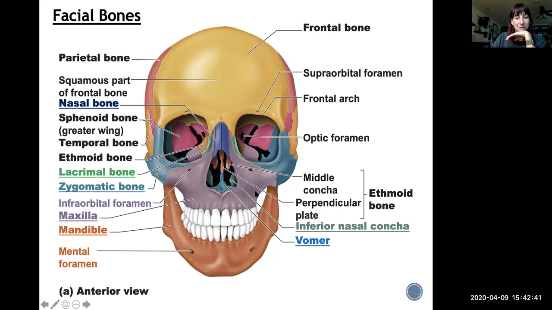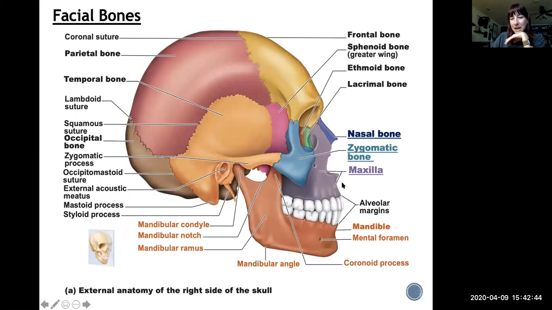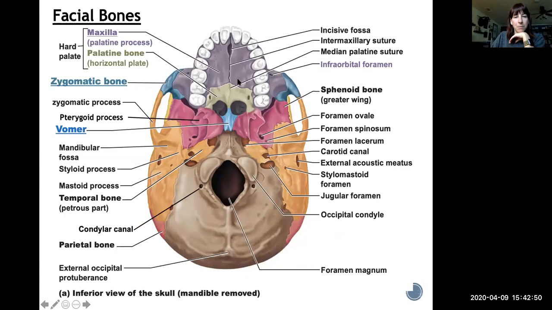So here's the maxilla from an anterior view. From a lateral view, same deal. We can see the little infraorbital foramen right there. And from an inferior view, again, here's the infraorbital foramen of the maxilla. We can see the palatine process, which is the last thing that you need to know for the maxilla. The palatine process is basically your hard palate, which is part of your maxilla, so the hard front part of the roof of your mouth.